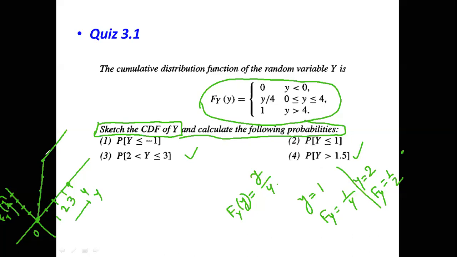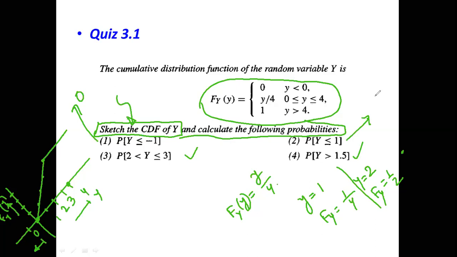Okay, kind of things like that. So this is the CDF of y. The first one is a sketch, and the CDF of y we have already sketched. Calculate the probability that y is less than -1. What will that be? 0. Very good, because there is nothing before 0. If we are talking about before -1, there is no probability. So that is 0. What about number 2?